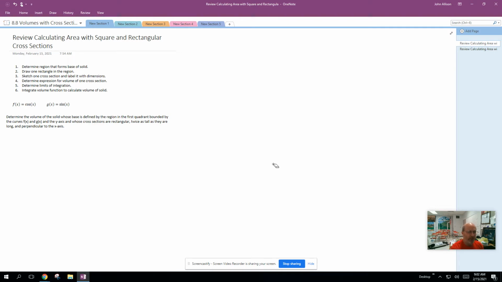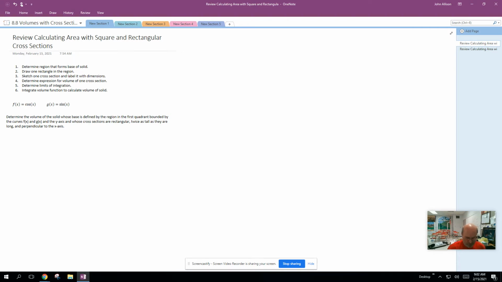So we have f of x is cosine x and g of x is sine x. We're going to determine the volume of the solid whose base is defined by the region in the first quadrant bounded by curves f of x and g of x and the y-axis, and whose cross sections are rectangular, twice as tall as they are long.